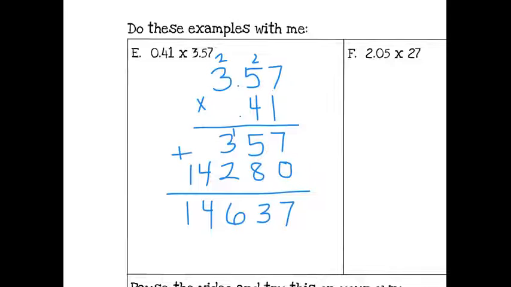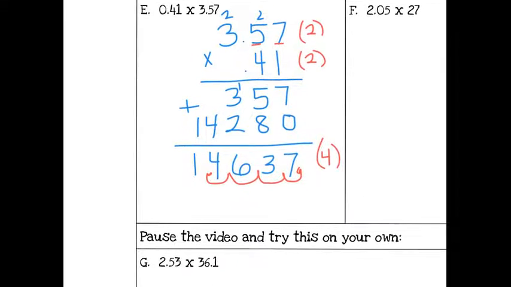Okay, now we're going to come back up here to the factors. There are 2 digits after the decimal point in our first factor, 2 digits after the decimal point in our second factor, so that means we need 4 total places after the decimal point in the product. So start at the end of the number, bounce it over 4 places, and our final product is going to be 1 and 4,637 10,000ths.